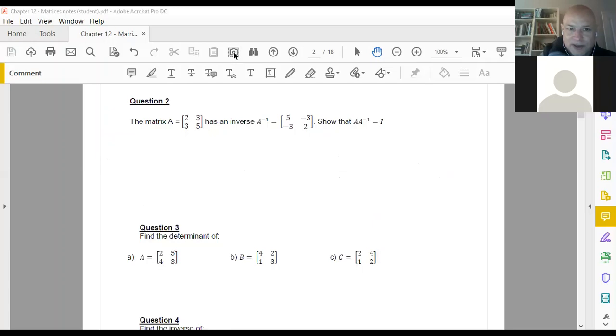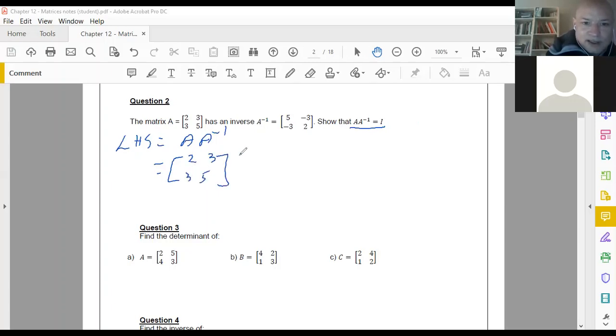Question 2 says the matrix has an inverse. So it gives us the inverse. We don't need to work it out. It just wants us to show that that's what happens. Okay, so let's start off. Left-hand side equals A times its inverse. Matrix A, 2, 3, 3, 5. Its inverse is 5, negative 3, negative 3, 2. Times them together.